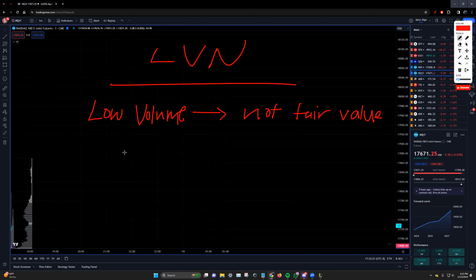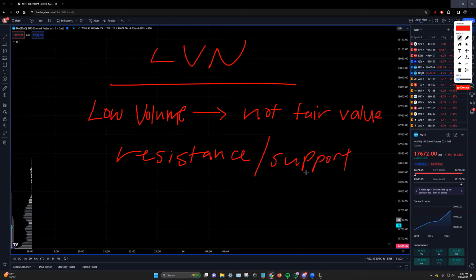So they will usually act like resistance or support, or they will also act like what was I looking for? Accelerants, right? Accelerants. If that's spelled wrong, go suck my sack.